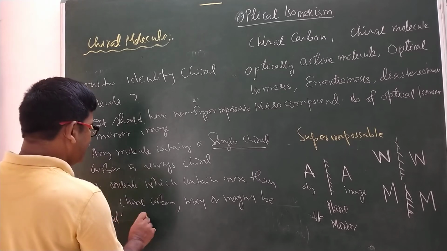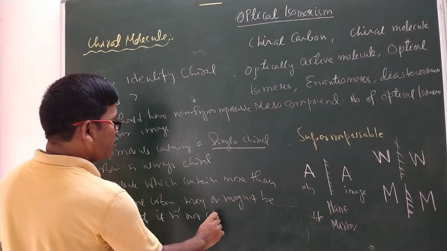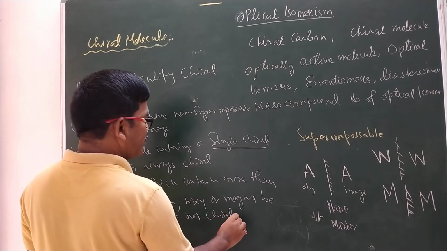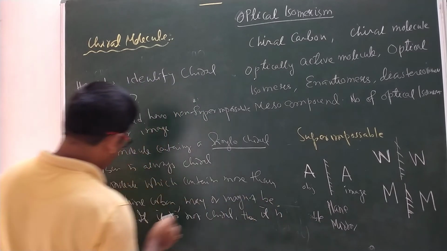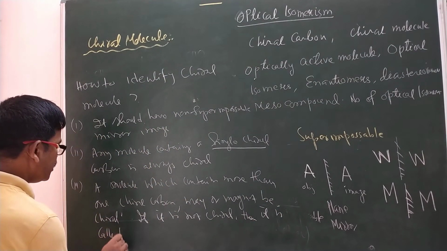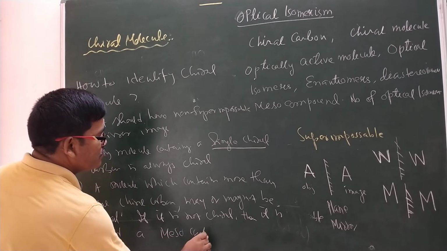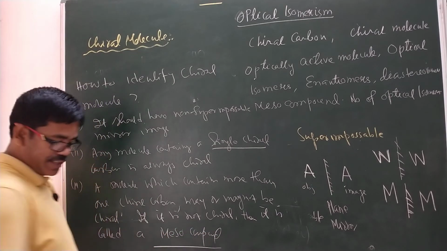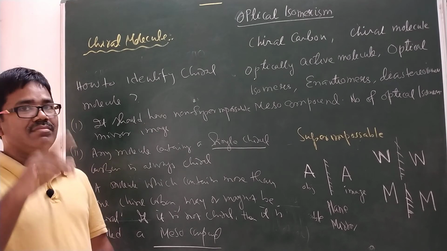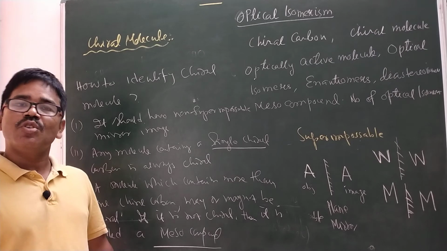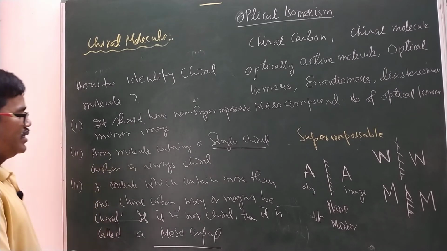If it is not chiral, then it is called a meso compound. Let me explain meso compound. A molecule contains more than one chiral carbon, and the molecule is not chiral. That kind of compound is called a meso compound.